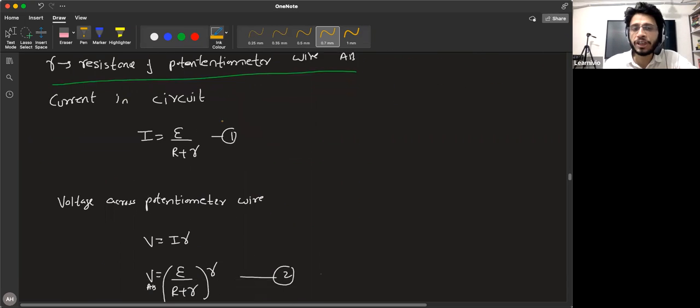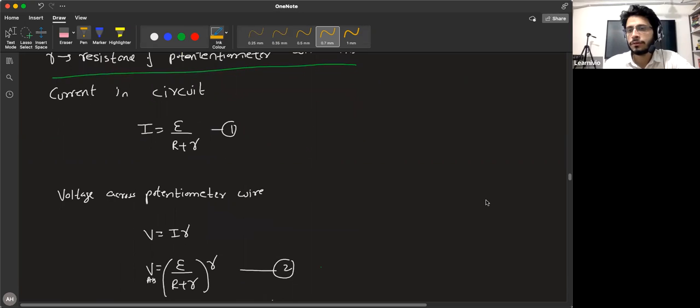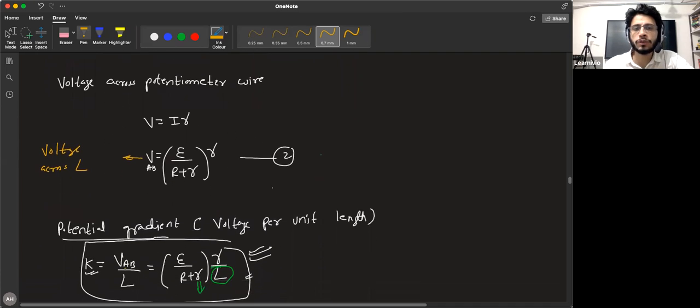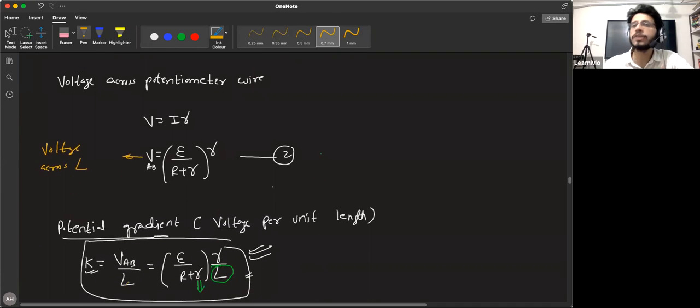I need voltage per unit length. Akshay, what will you do to get voltage across unit length? This is the voltage across the entire length of the wire. Voltage by length. Very good. This is the voltage across L length. For unit length, we divide it by L. This voltage per unit length is known as the potential gradient, voltage per unit length of the wire. So we take voltage and divide it by the length.